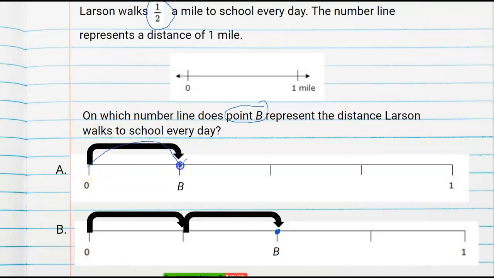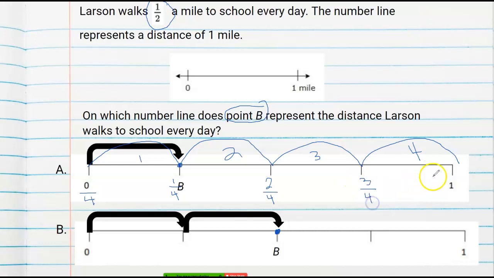Okay, so 1, 2, 3, 4. So I have 4 parts here, so I know my denominator is 4. 0/4, 1/4, 2/4, 3/4, and I know I'm doing my number line right because I ended with the same number in my numerator and my denominator, 4/4. Okay, so here on answer choice A, I'm represented by 1/4. Now I'm looking for 1/2. Okay, so let's look at B.